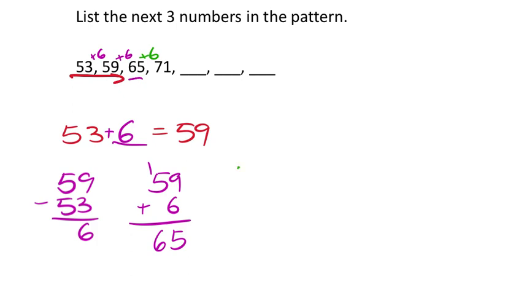So 65 plus 6: 5 plus 6 would be 11, carry the 1. In the tens, 1 plus 6 is 7, 71. Boom, we found it. So we should now know how to find these next 3 values.